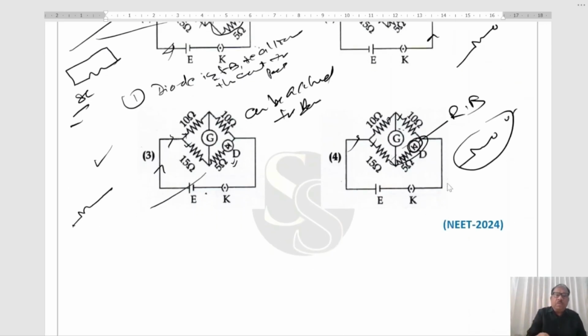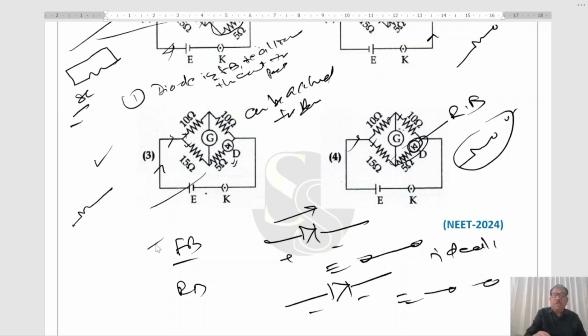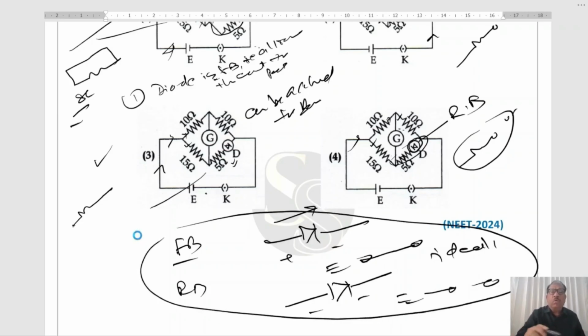You know what is forward biasing? What is reverse biasing? Forward biasing, positive, negative, and current also. So this can be considered as simple wire, ideally. If it is reverse bias, this is negative, positive, this can be considered as open circuit, right? Considering these concepts, we conclude our answer.